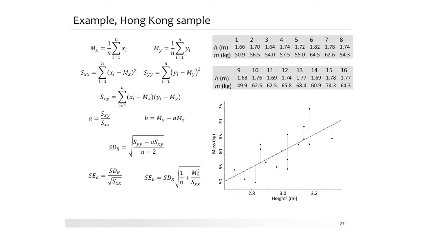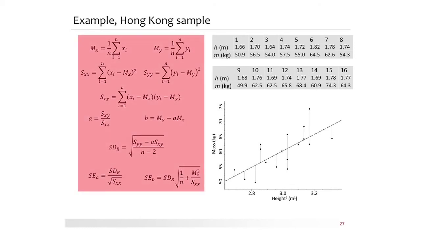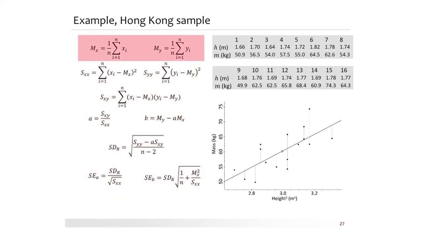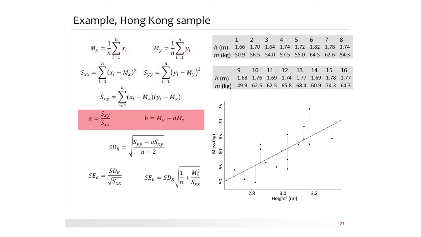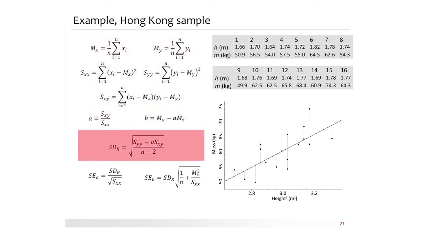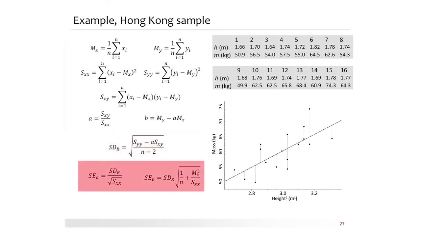I can show you an example. Sorry about that. You can read it later carefully when you take your handouts. This is an example. These data points are the actual numbers. If you want to type them into Excel or whatever and do calculations, you will get the same result. And these are all the equations I showed you. So starting from the definitions of M, S, the equations for A and B, the standard deviation of R and the standard errors.